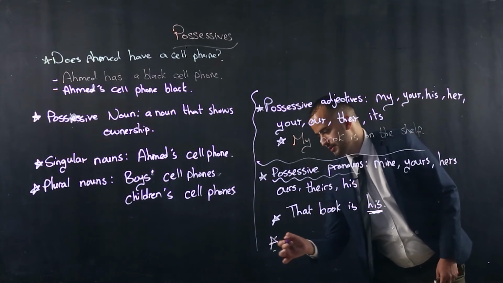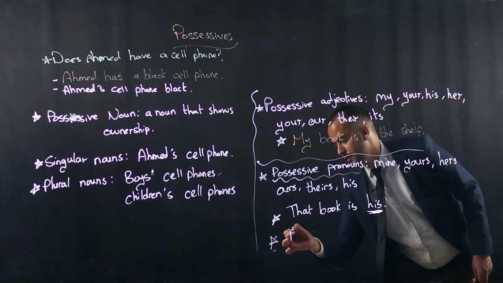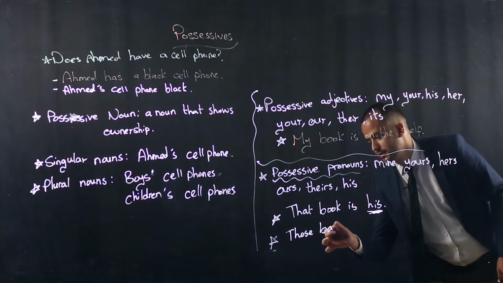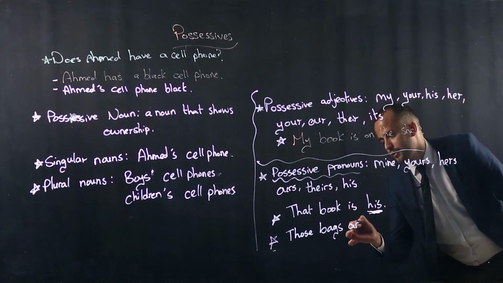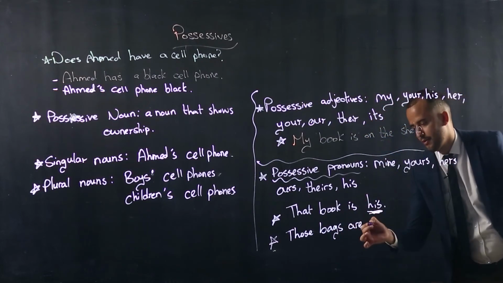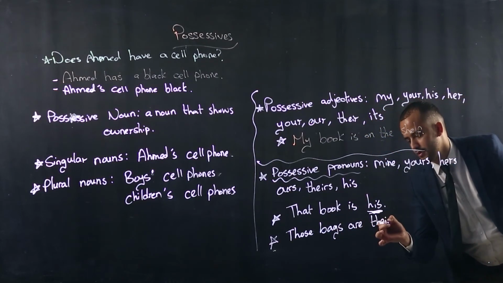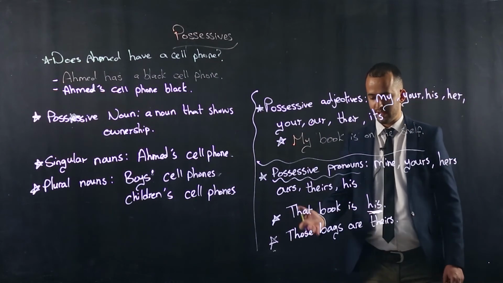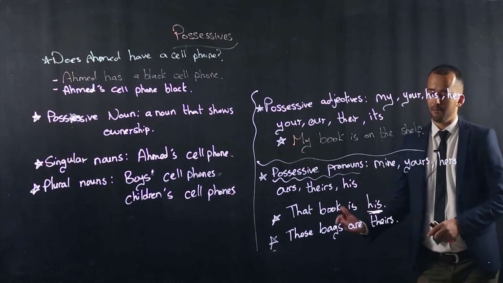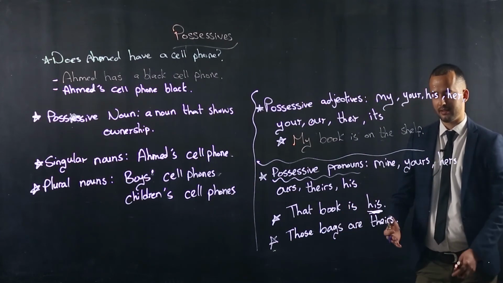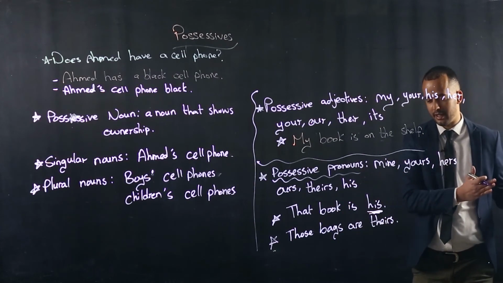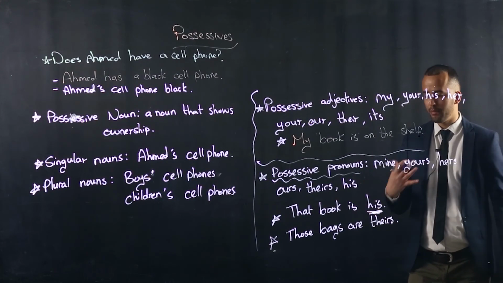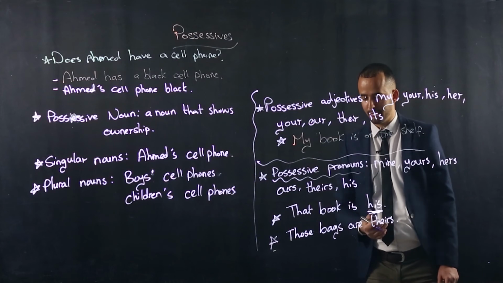Let's take another example. Those bags are theirs. Okay, now the same thing here. We say here that the bags belong to them, to the children, to the students. We are using here plural nouns and plural pronouns.